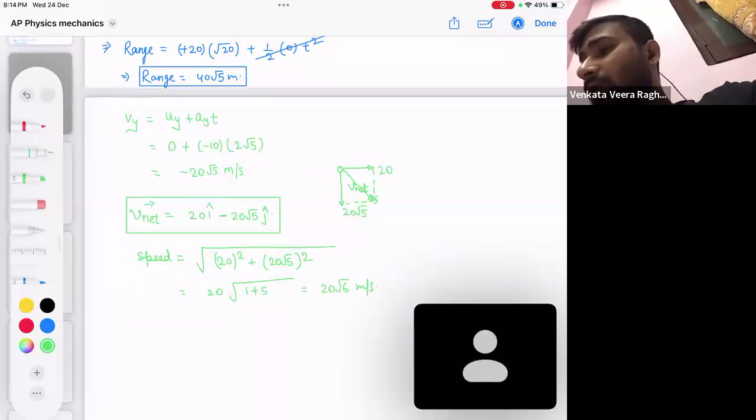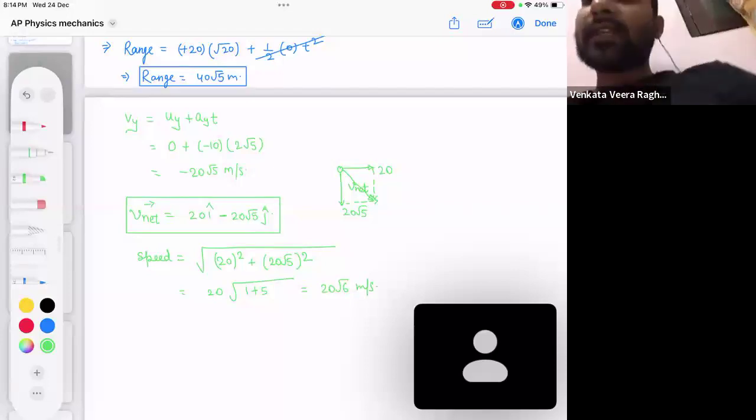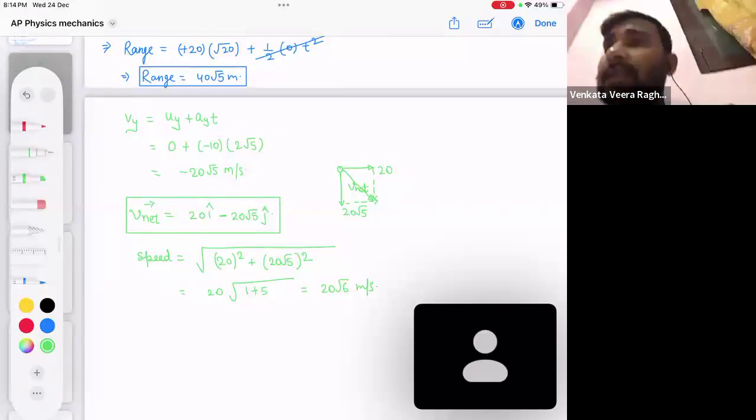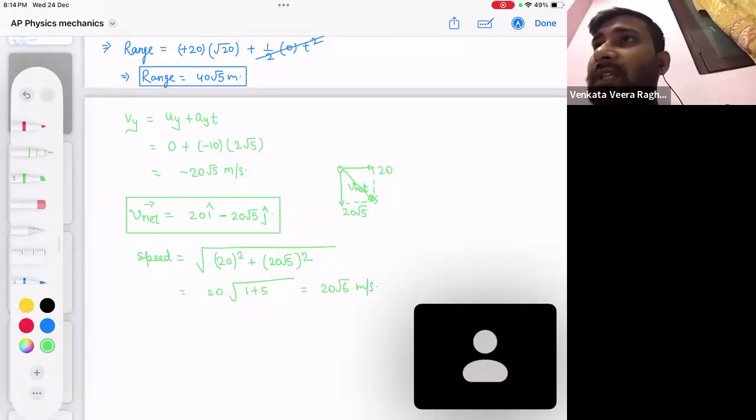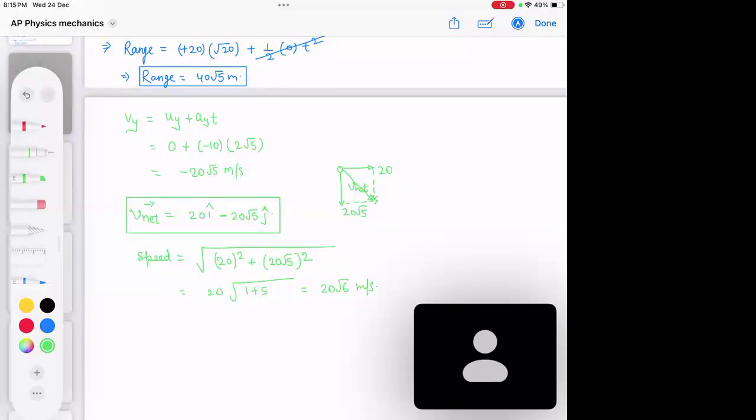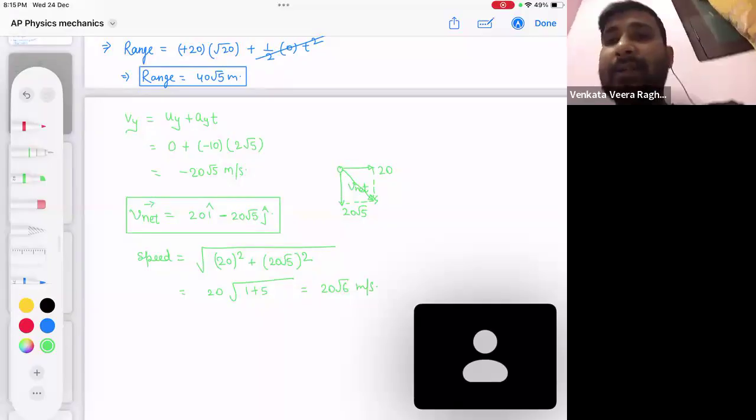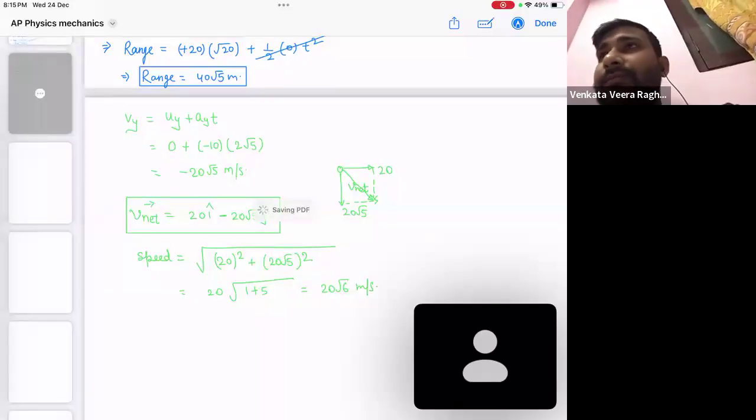So you see, if it is ground to ground projectile, we can always apply the direct formulas. But if the projectile is projected from some height, then what should we do? We should apply the equation of motion, and that will give us the correct answer. Is this part clear? Yes, sir. All of you are clear about this one? Yes, sir.